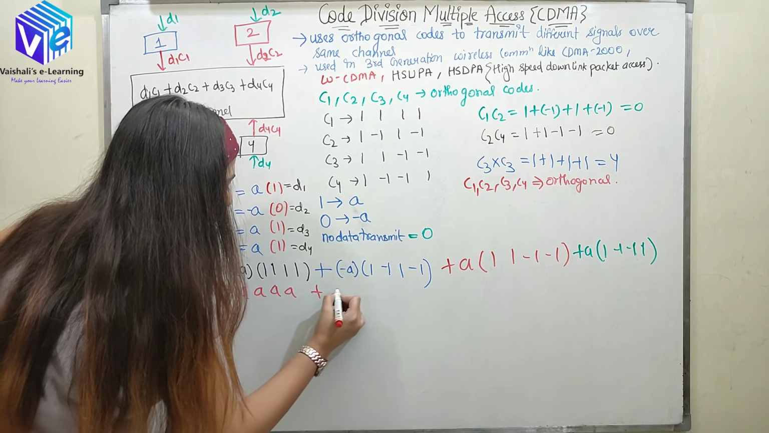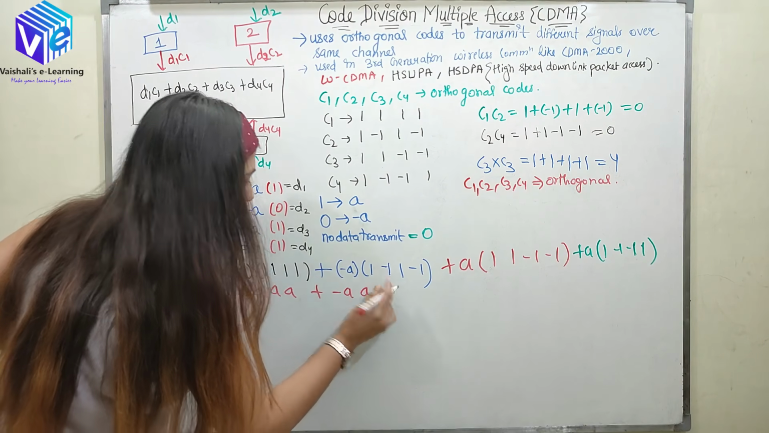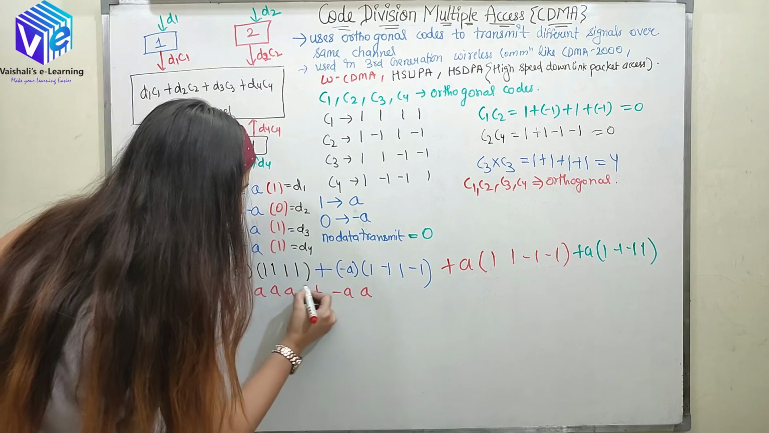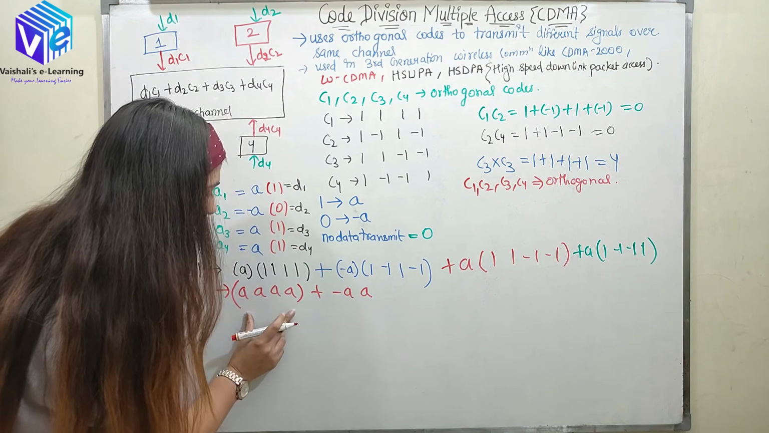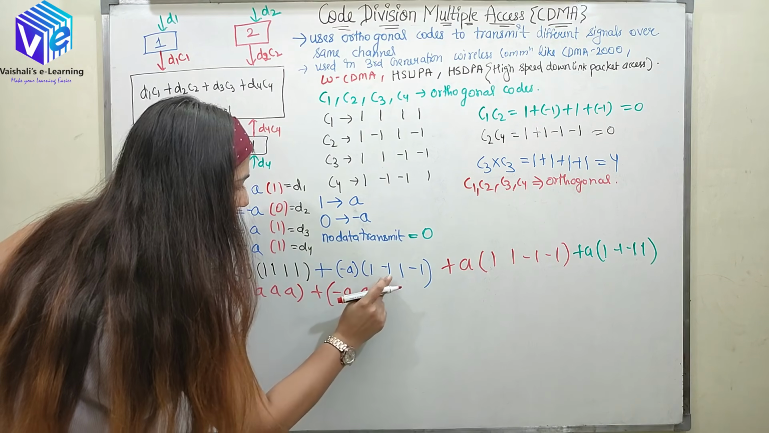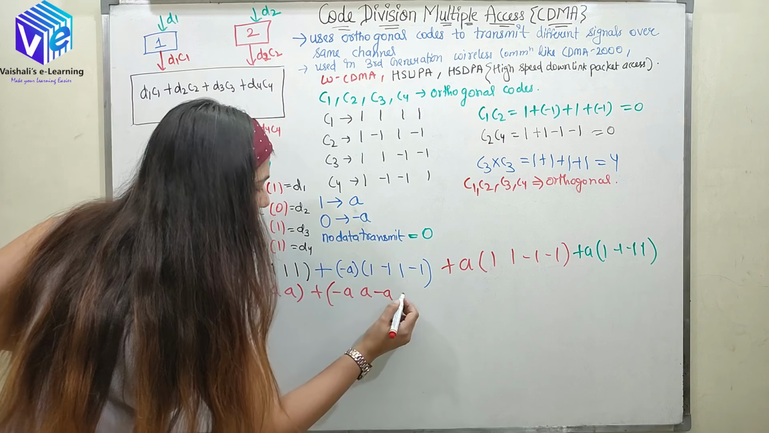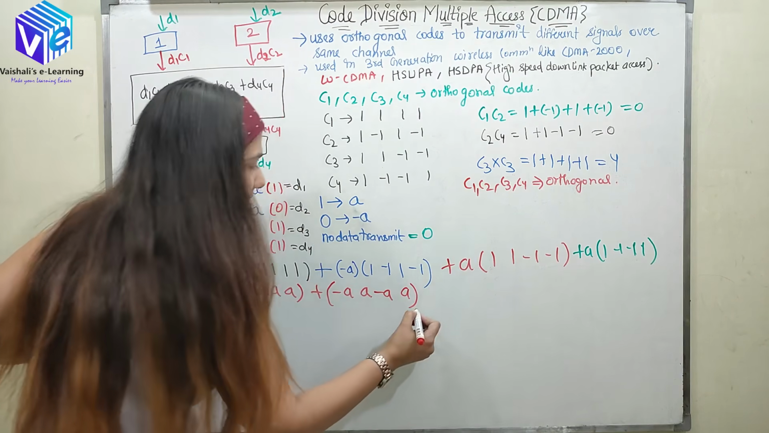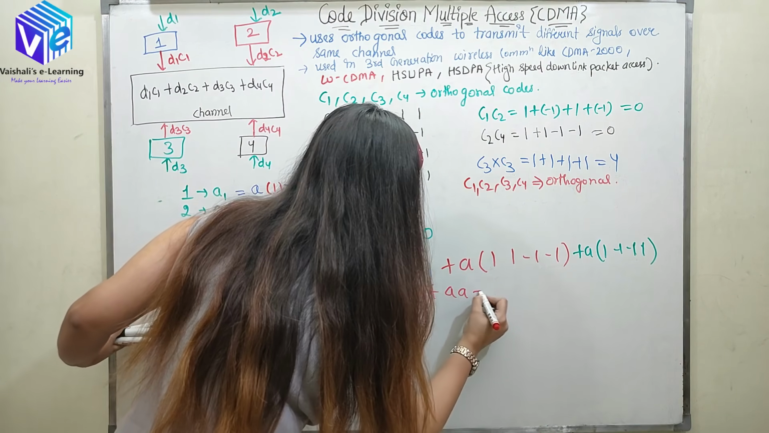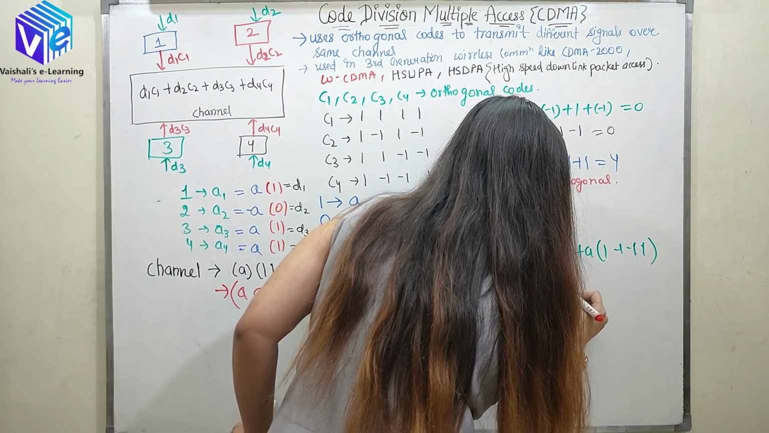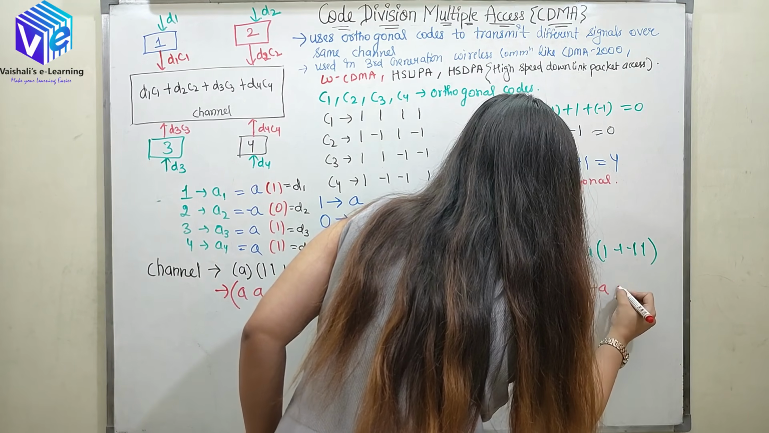So I'll get here A plus minus A. When multiplied with minus 1, I'm taking this to be one data. Minus A when multiplied with minus 1, I'll get A. Minus A when multiplied with 1, I'll get minus A. Here, A plus A minus A minus A plus A minus A minus A.